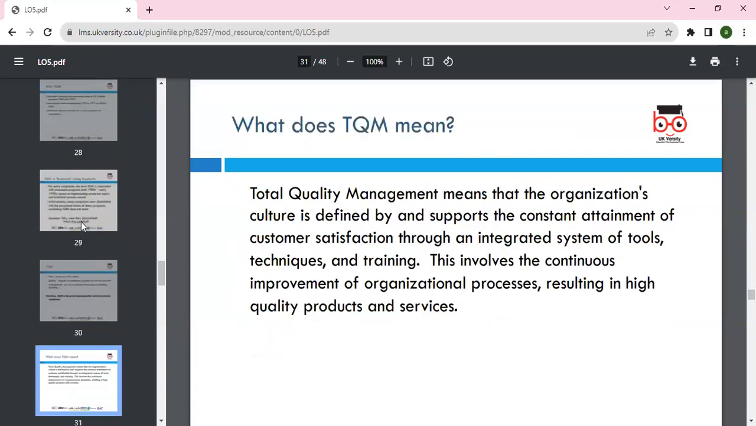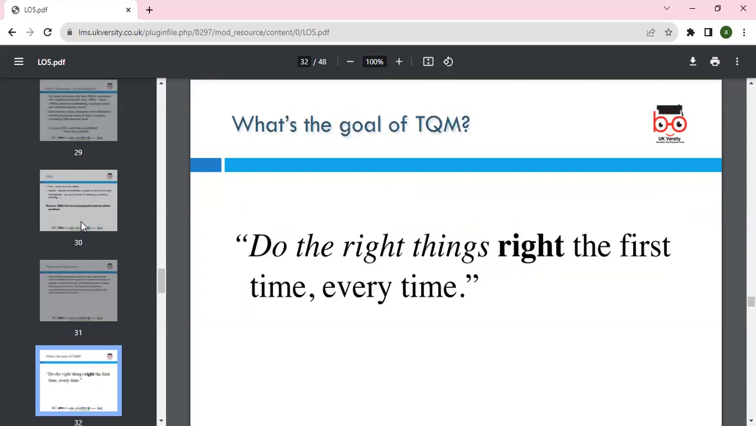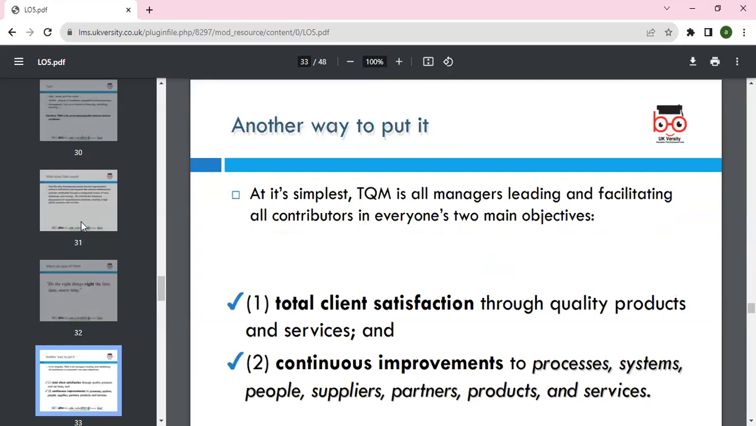So what does TQM mean? Total quality management is an organization culture that supports constant attainment of customer satisfaction through techniques and training. So we do the right thing right the first time. So the first time you do standard operating procedures and just work it, because rectification work is always expensive. And another way to put the simplest TQM is all the managers leading and facilitating.